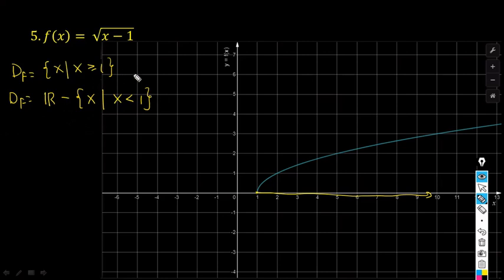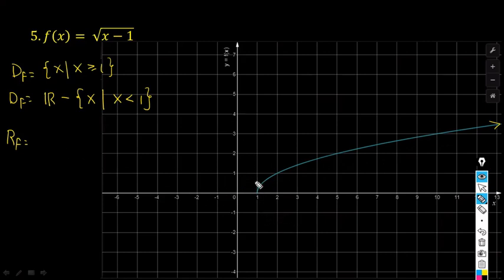Look at these two things and try to understand why they are the same. Okay, now what about the range? What values in the y-axis are being swept by the graph of this function? This goes on forever in that direction, okay? And it's gonna grow and grow and grow like a mountain, okay? So what do you think?